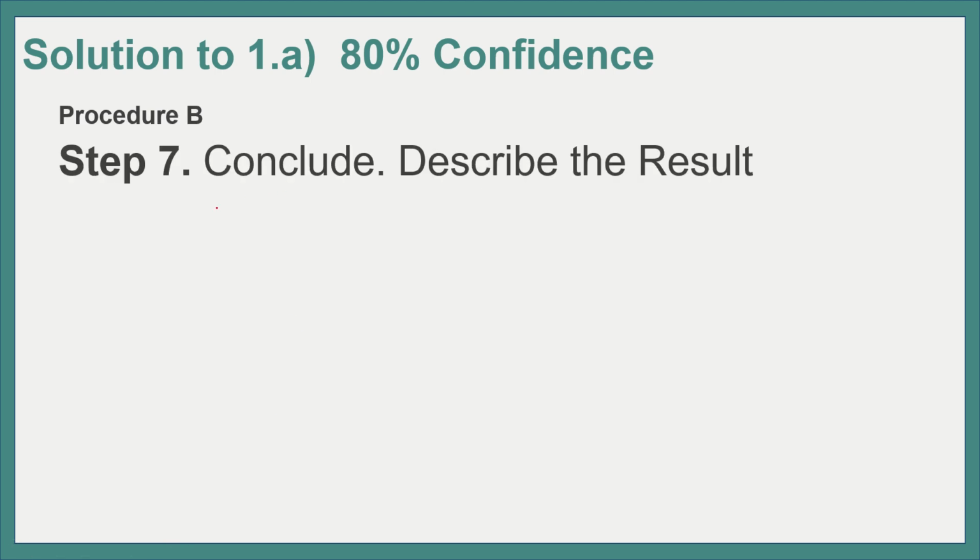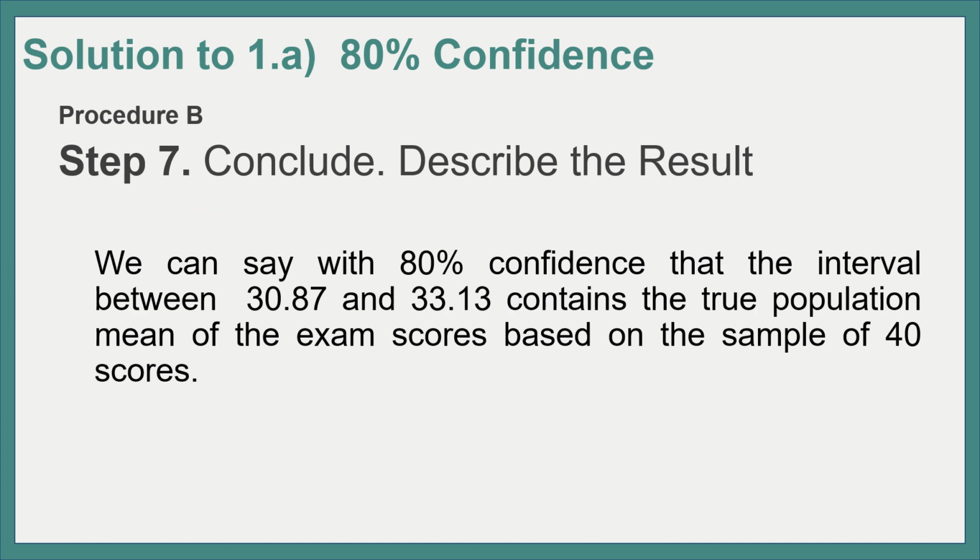We need to describe the result of our interval estimation. To conclude, we can say that with 80% confidence, the interval between 30.87 and 33.13 contains the true population mean of the exam scores based on the sample of 40 scores. Take note that in concluding, you need to state the level of confidence and you need to state the interval of your point estimate.